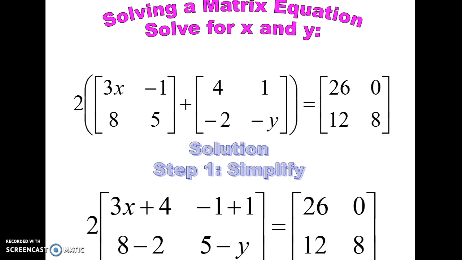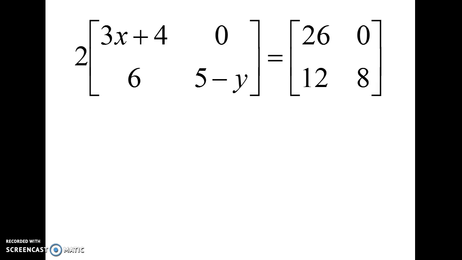So you can really simplify this matrix a little bit more by combining like terms in our negative 1 plus 1 and our 8 minus 2. So let's go ahead and take care of that. And that leaves us with a 0 and a 6 in those spots. Now we can do our scalar multiplication. Okay, we can multiply everything by 2.